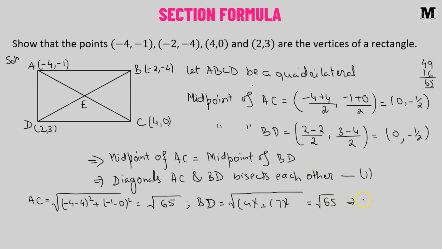Now this tells us that the length of AC equals the length of BD. So this is the sufficient condition. The two diagonals of a parallelogram which bisect each other and also have equal length tell us that ABCD must be a rectangle, hence proved.